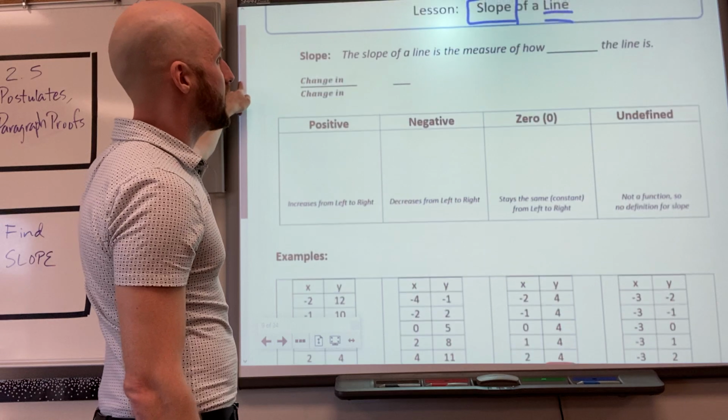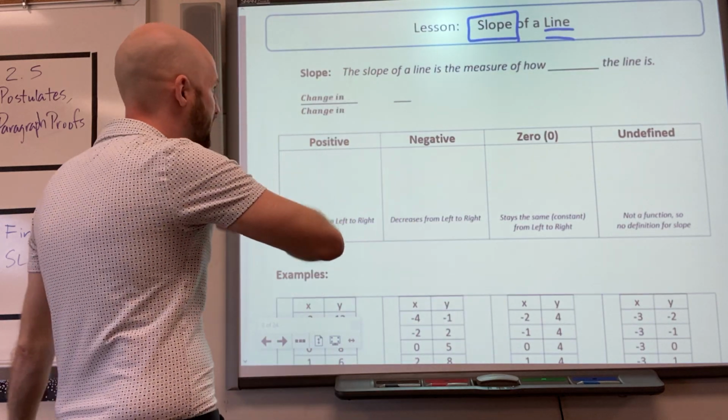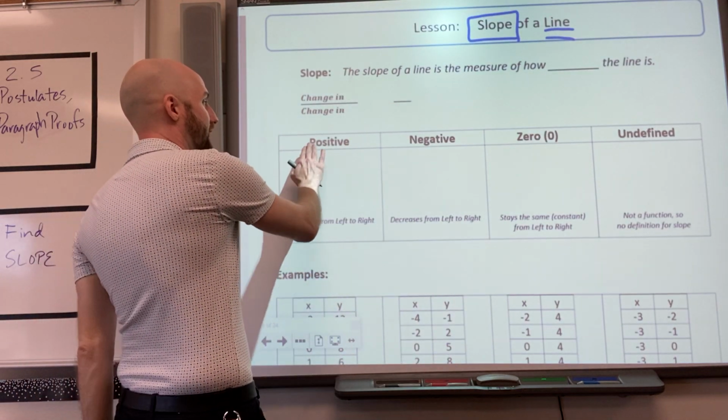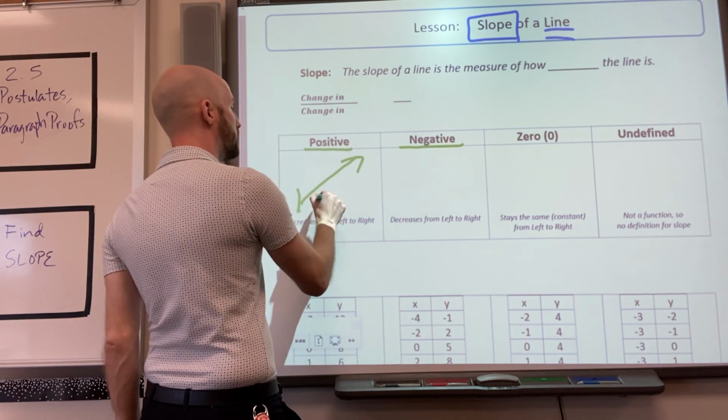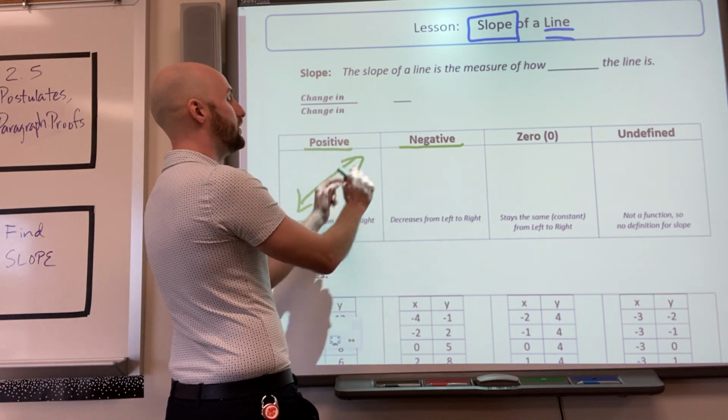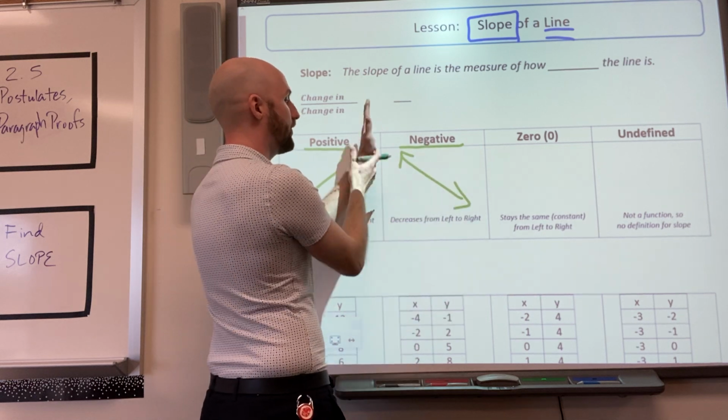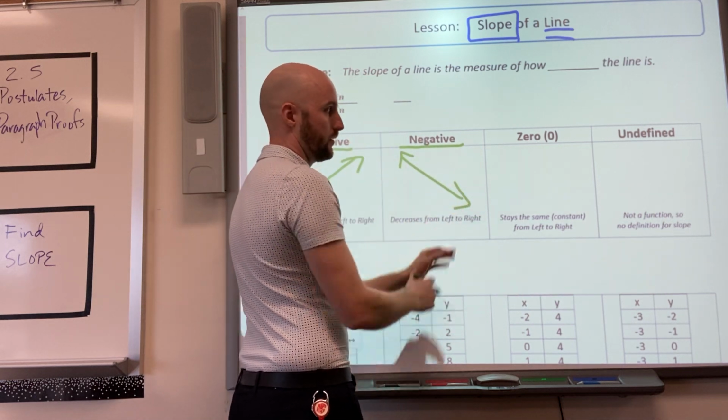Alright, so let's organize our thinking. So vamos a organizar nuestros thinking. So las líneas que son positivos y negativos. Positive lines will look like they go up and right. Negative lines look like they go down and right.